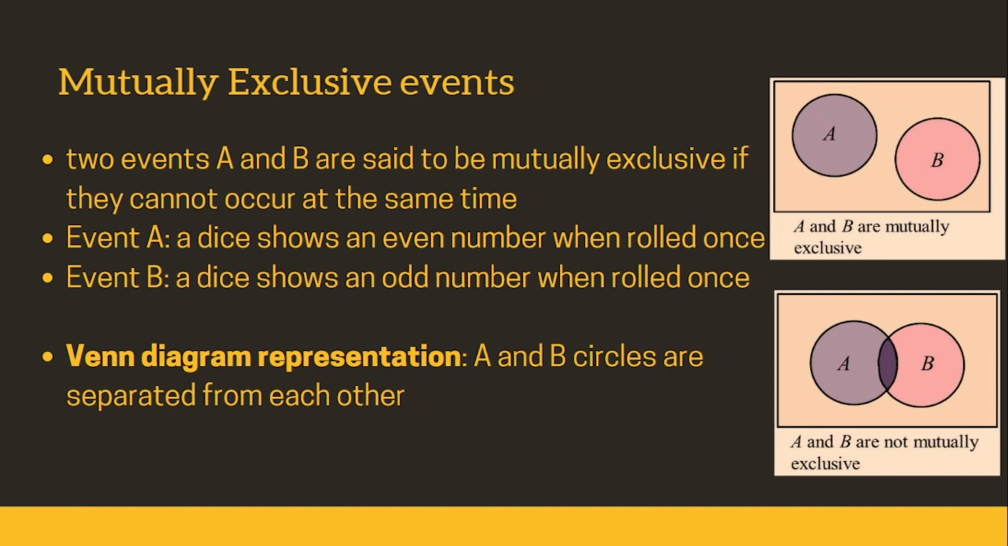So because you only have one die, it can only show one number. And if it rolls an odd number, it cannot be an even number, obviously. So in this case, as you can see from the diagram, A and B are mutually exclusive when the A and B circles are completely separate from each other. Whereas if they are together, it can no longer be said to be mutually exclusive. So this just means that the probability of A and B intersecting is essentially 0.